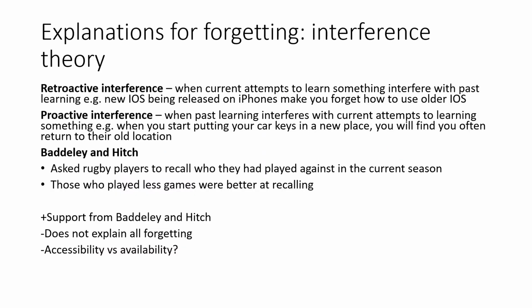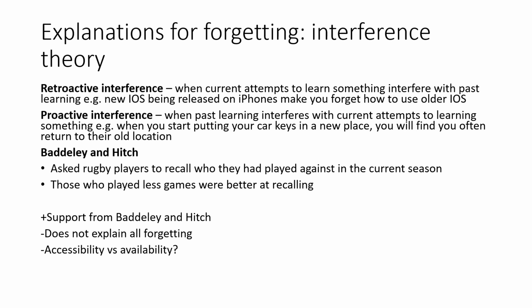So in terms of explanations for forgetting, you've got the interference theory. So you've got retroactive interference, which is when current attempts to learn something new interfere with past learning. For example, a new iOS being released onto iPhones makes you forget how to use the older iOS, and you may not feel as comfortable using the older iOS when the new iOS has been introduced.